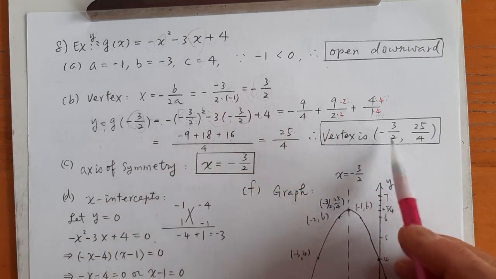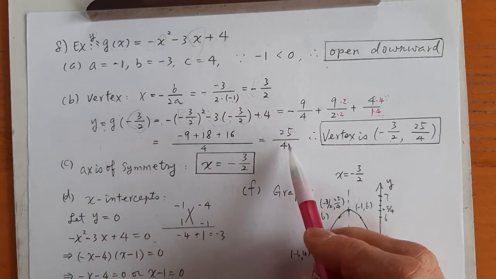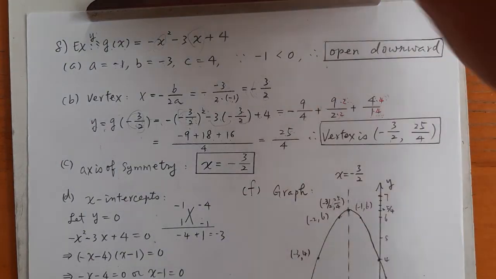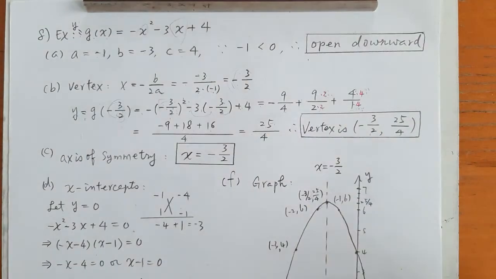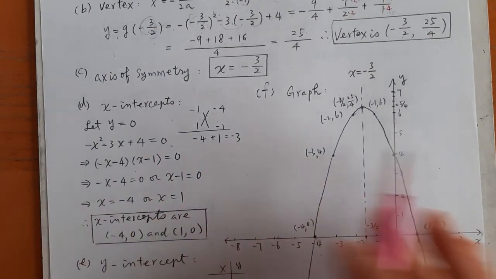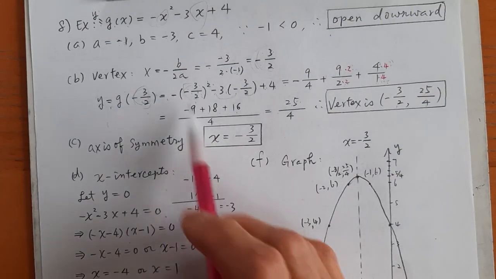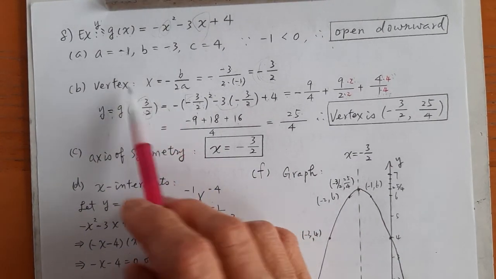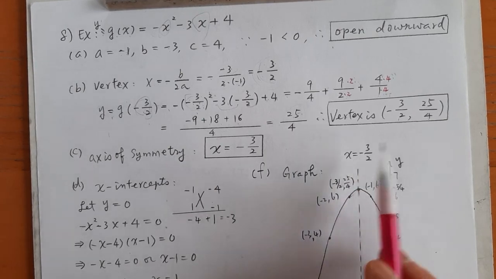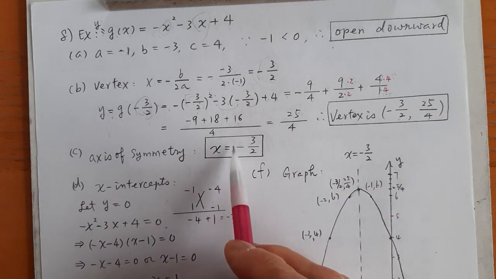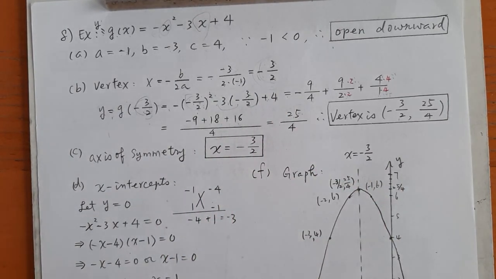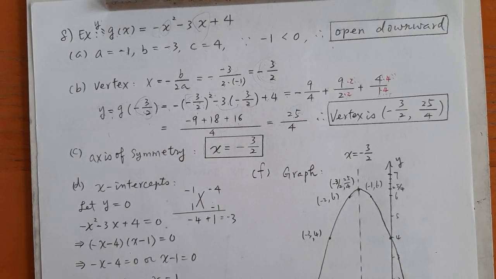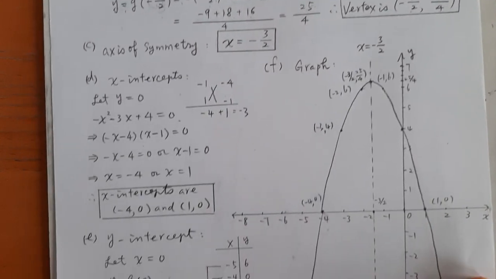So then we insert the vertex. X-coordinate is -3 over 2. Y-coordinate is 25 over 4. That's the vertex. That's for B. And next, the axis of symmetry, C. The axis of symmetry formula is x equal -b over 2a. Same formula as the x-coordinate of the vertex. So it is x equal -3 over 2. That's a vertical line, the axis of symmetry. Then find out the x-intercept.